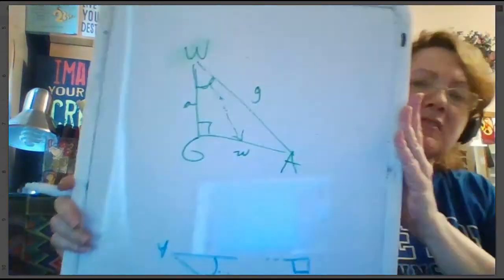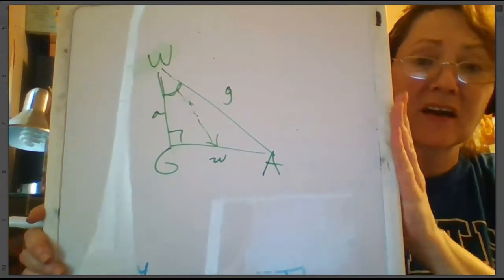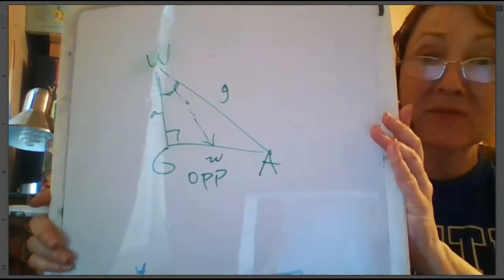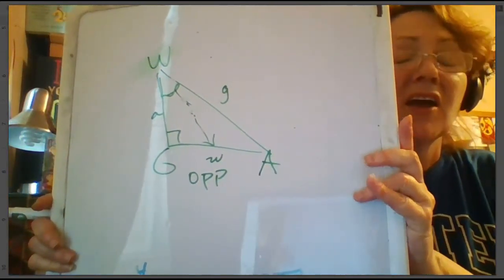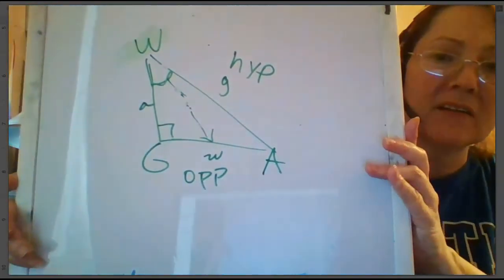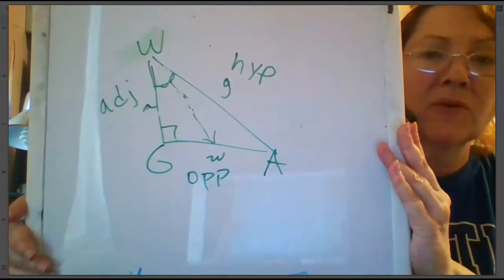I'm going to put a little arc there. Across from angle W is side W. So that's my opposite, so I'm going to label that as my opposite, right? I don't want you to use the same example as me, though. Make something different. And then across from the right angle, or the largest one, is my HYP, which is a small g. And then this one is my adjacent. So that's what it looks like from my picture.